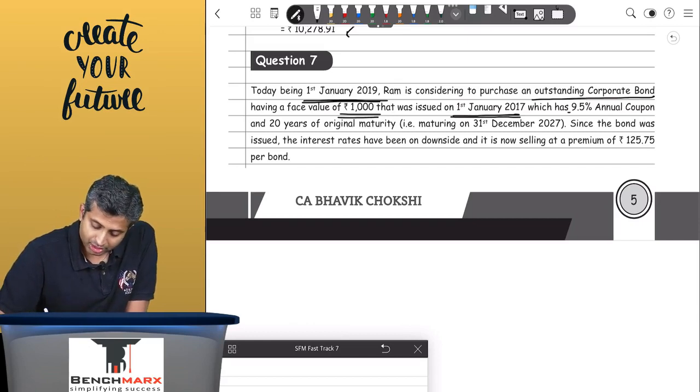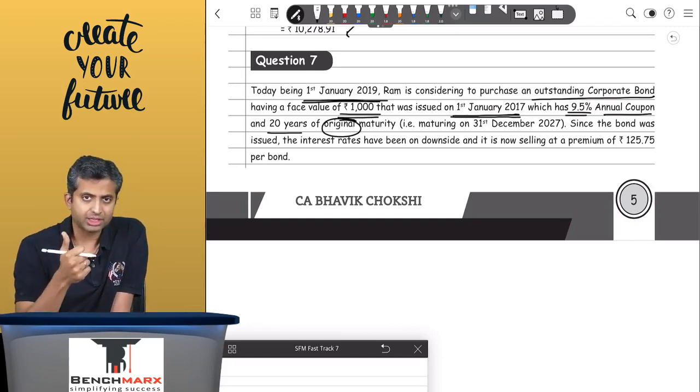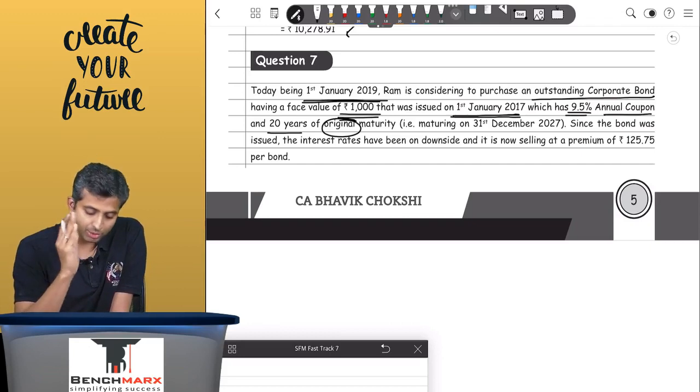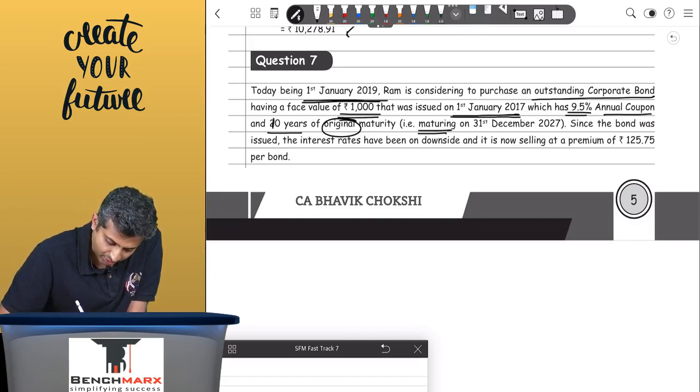With 9.5% annual coupon and 20 years of original maturity. Achha, out of which 2017 is done, 2018 is done, and hence I think 18 more years are remaining. That is maturing on 31st December 2027. I think this is then 10 years of original maturity. Just make it 10.